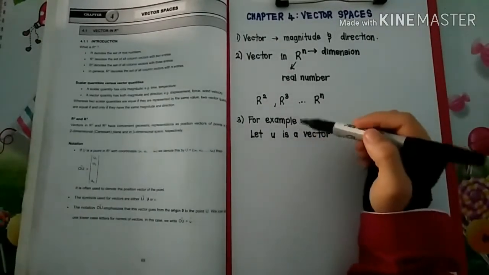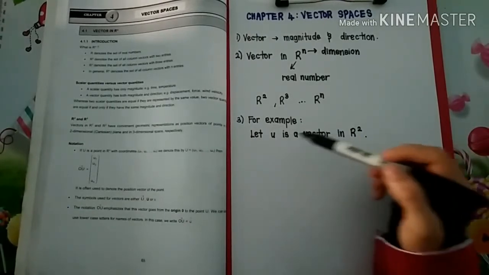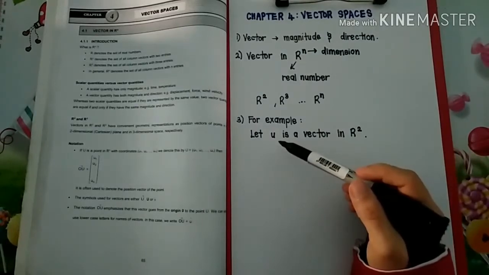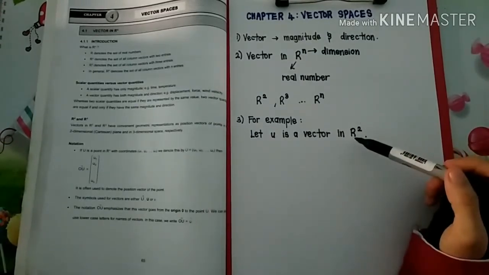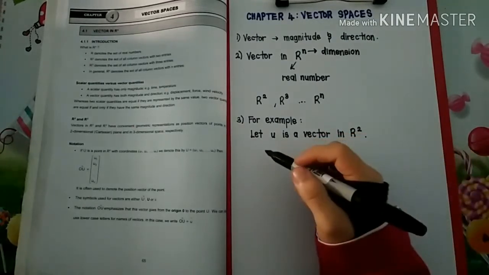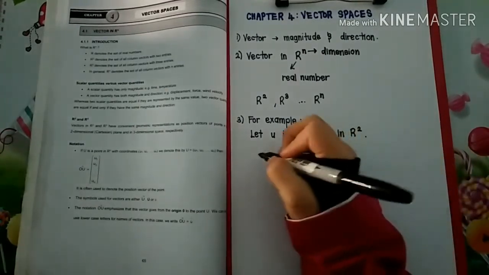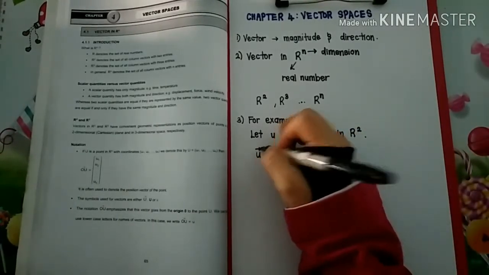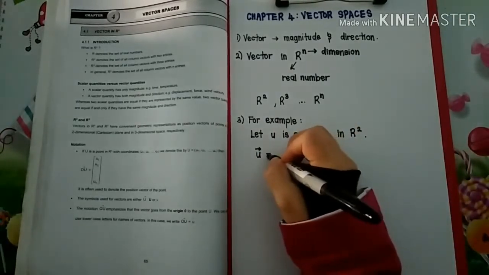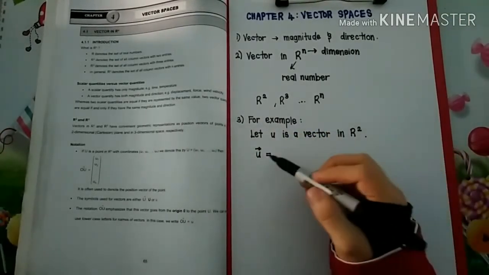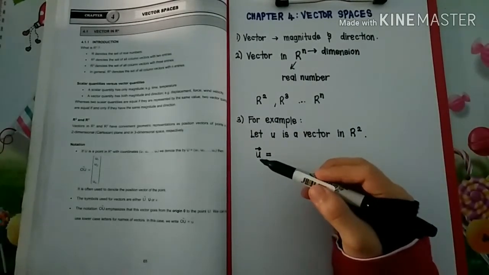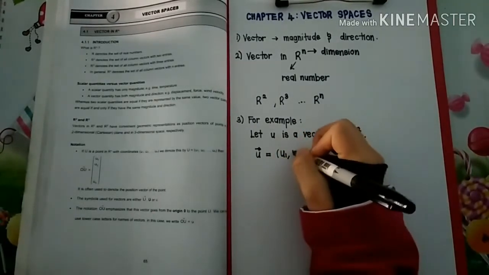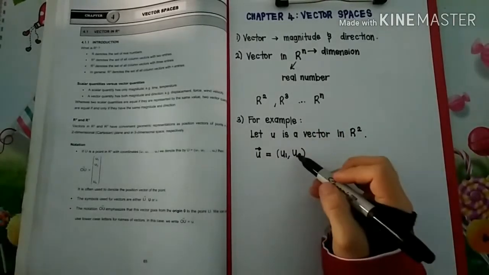Okay, for example, let U be a vector in R2. So how do we represent U in R2? We use the notation for the vector. You can use U in bold or you can put an arrow. U in R2 has 2 entries, so you can write U1, U2. So we have 2 entries here.